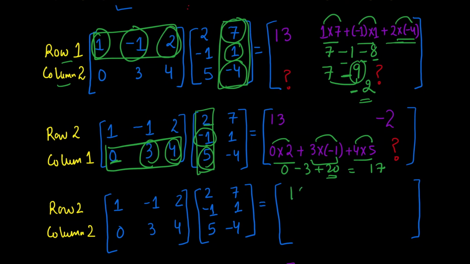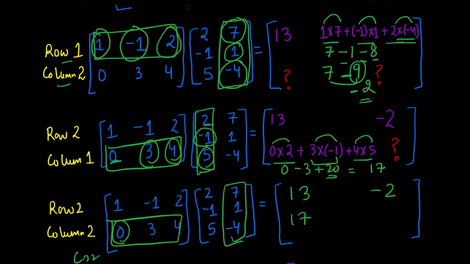So let's just write those numbers back. 13, minus 2, and this one is 17. Let's do the last one. So again for second row, because this is C22 which is left, second row you have to select second column and again multiply each. So 0 times 7 plus 3 times 1 plus 4 times minus 4.